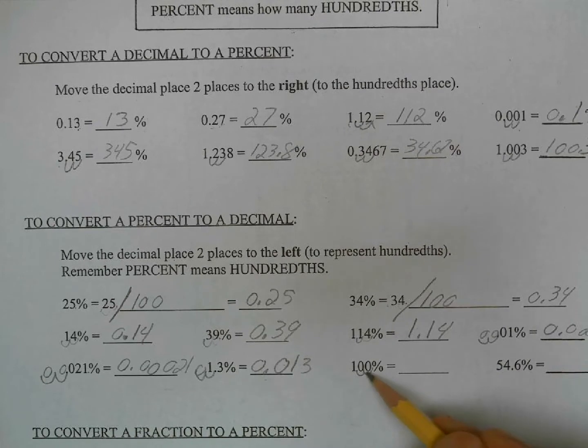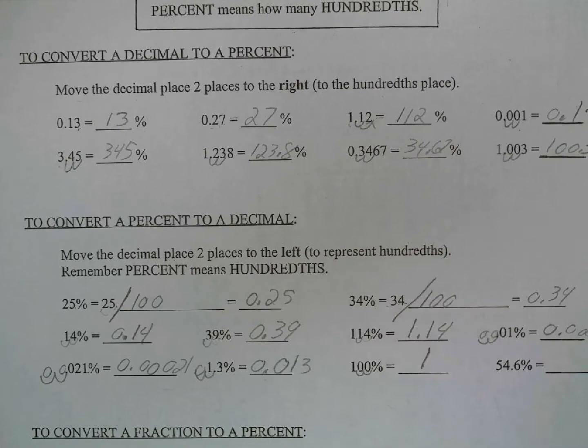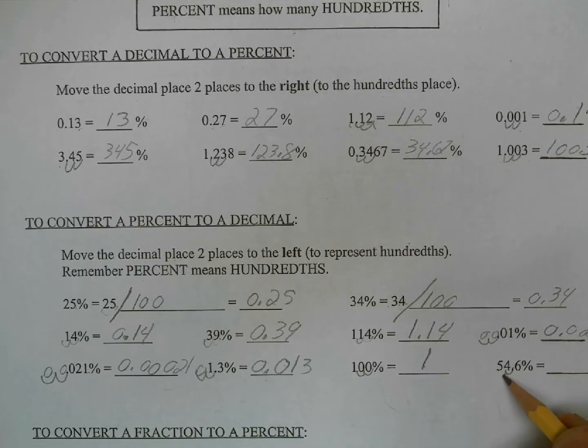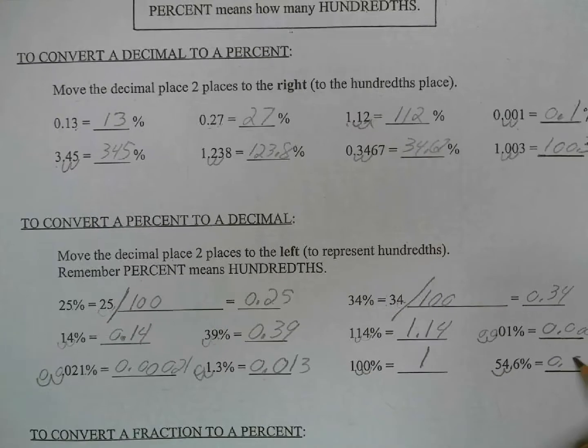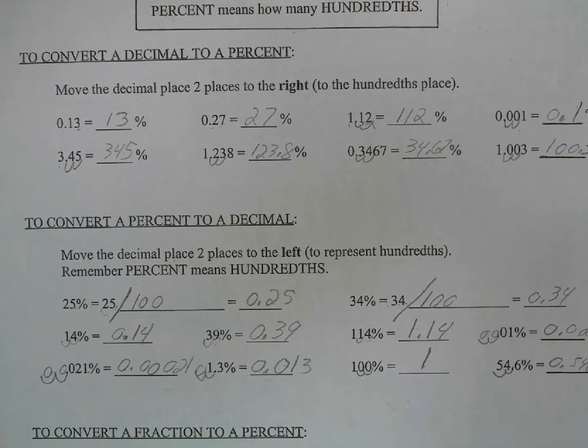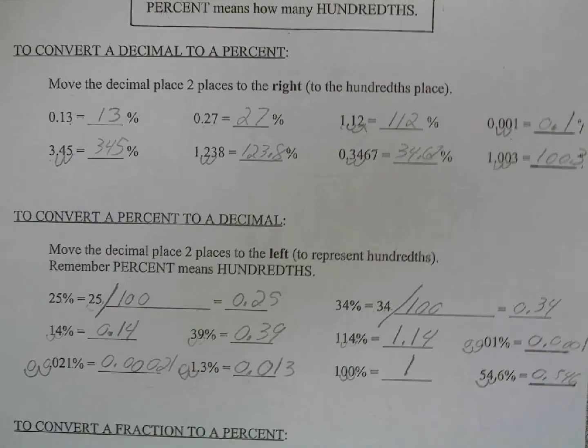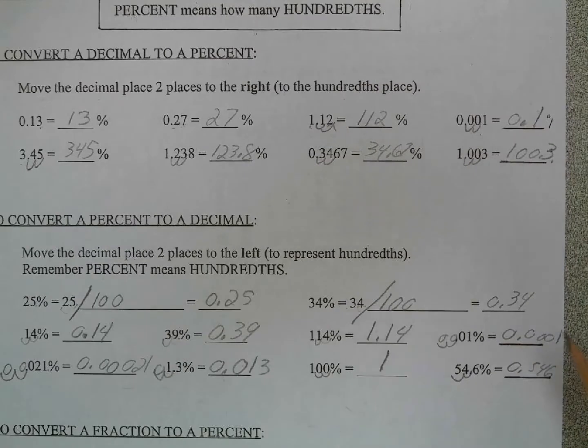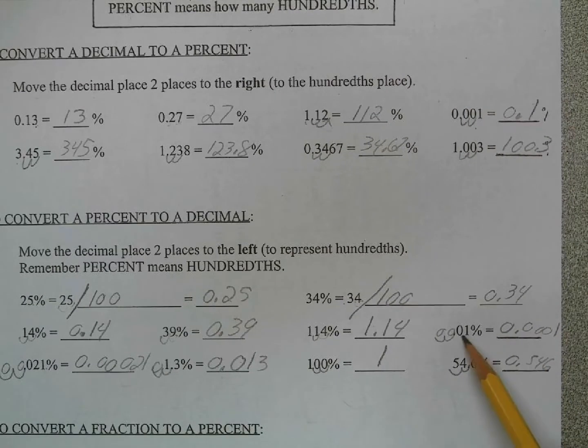So 100% is one whole. 2 to the left, 0.546. All right. So this one again, if it got cut off on you, sorry, we're moving it 2 to the left. Fill those empty spaces with zeros. So we've got 0, 0, and then our 0, 1. All right.